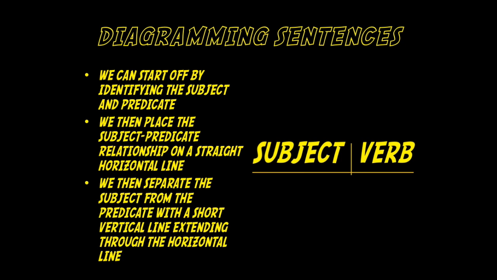We then separate the subject from the predicate with a short vertical line extending through the horizontal line, just like that. So this is our basic sentence diagram where we have a subject and a predicate. In other words, we have the person or thing that the sentence is about, and then we also have what they're doing. And this is how we diagram it, just like this.